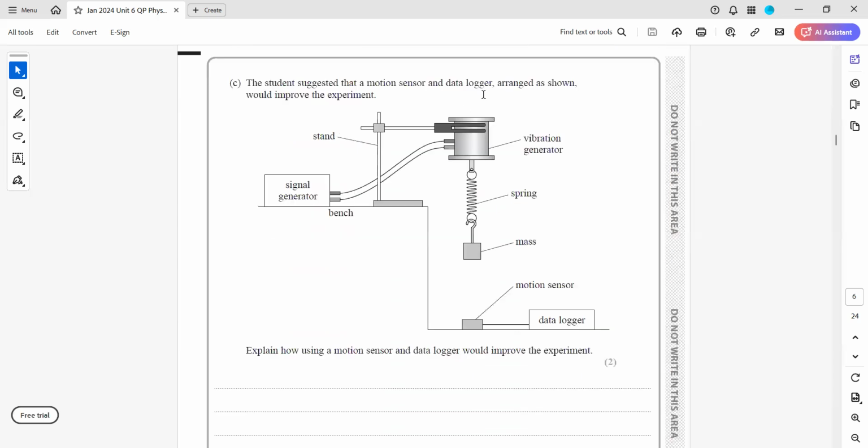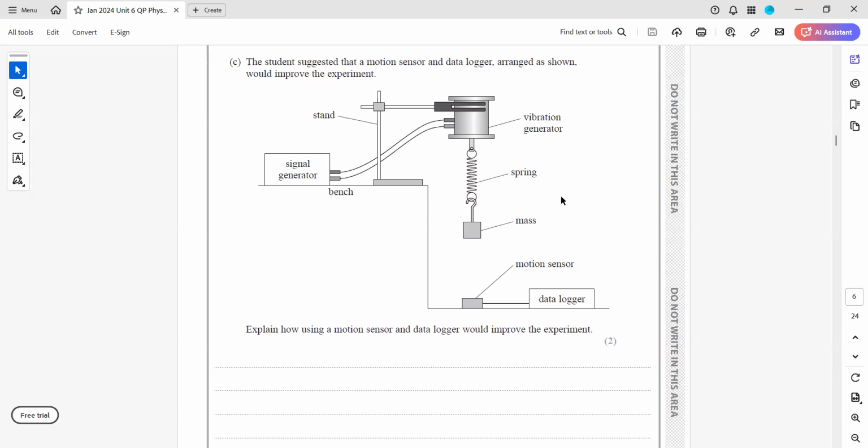The next is: a student suggested that a motion sensor, which can sense motion, in a data logger arranged as shown would improve the experiment. How would using a motion sensor and data logger improve the experimental results, or improve the experiment?